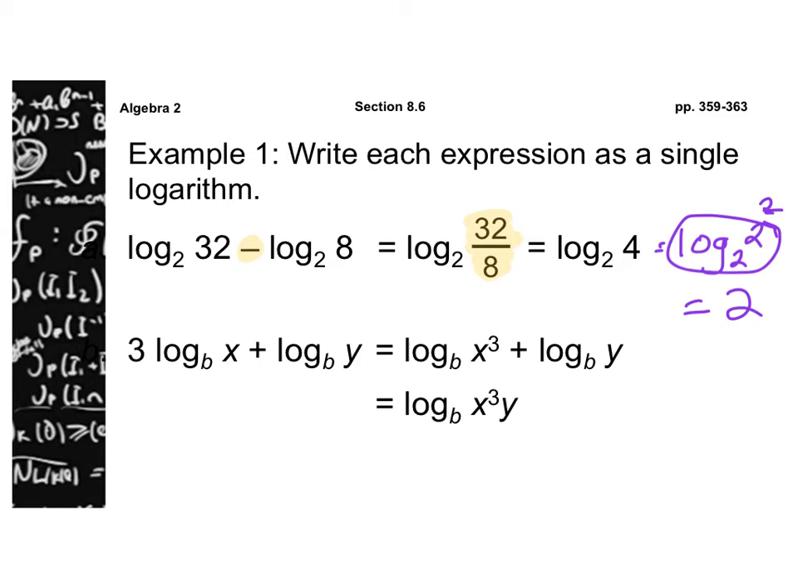Okay, now here, what I'm going to do is first I'm taking this 3, I'm bringing it up here as an exponent. See, that's what we did right there. And then plus log base b of y. We haven't changed anything. But now, because it's a plus, and they both are log b, I can combine them into a multiplication inside. So now I have condensed this into log base b of x cubed y.